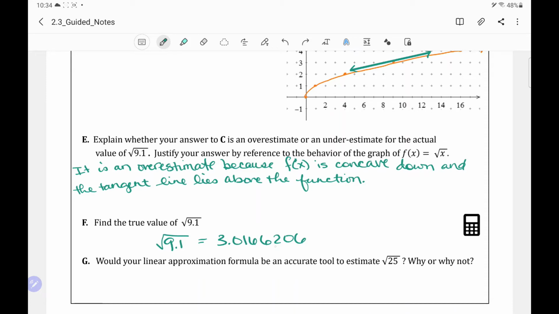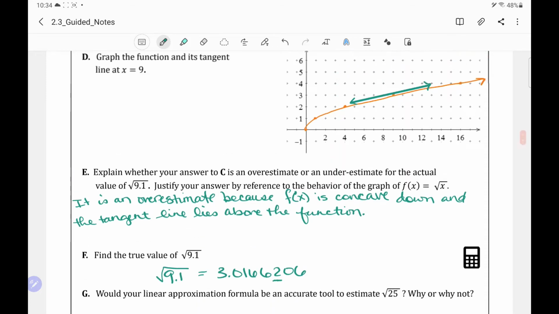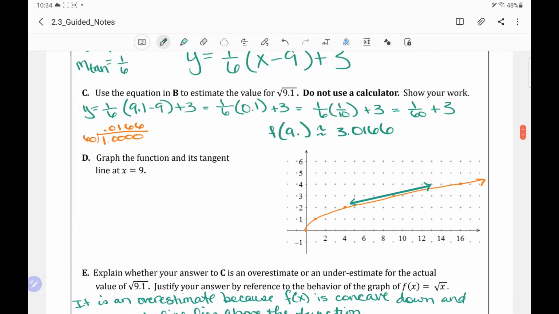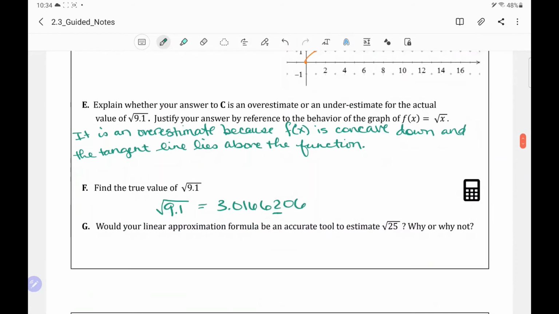It would help us to notice in our answer that we approximated, or at least in mine, I got a repeating 6. Look how close that is. We went all the way to the 5th decimal place before it changed. So that is pretty accurate, even for doing it without a calculator. So, would your linear approximation formula be an accurate tool to estimate square root of 25? Why or why not? This is a very important question.